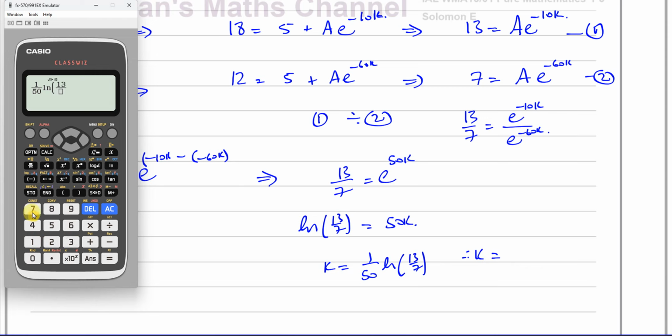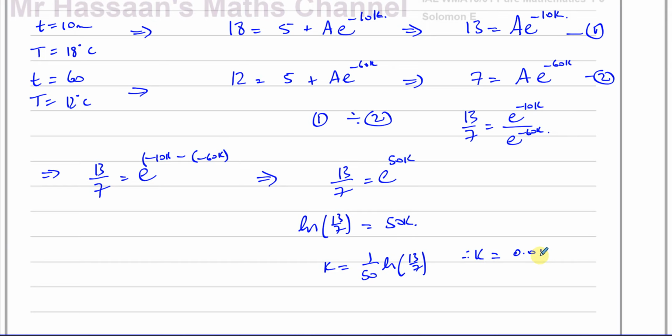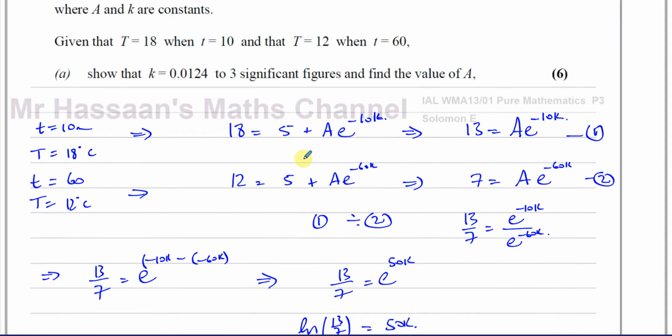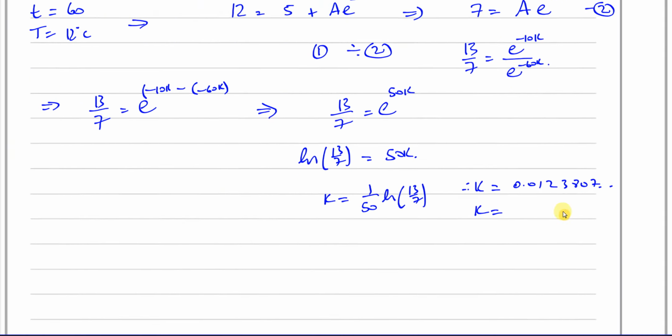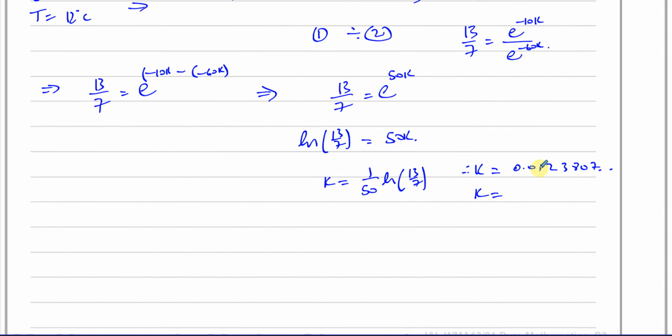And that gives us 0.012380, which continues on. So we want to write it to three significant figures. The first significant figure starts here: 1, 2, 3. So it's going to stop there. So you have 0.0124, and that's exactly what we had to show.